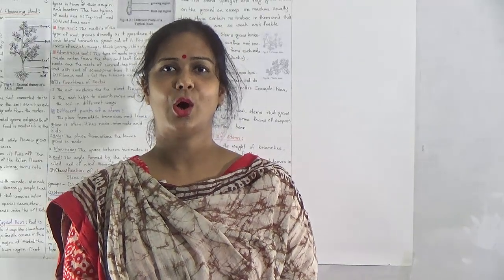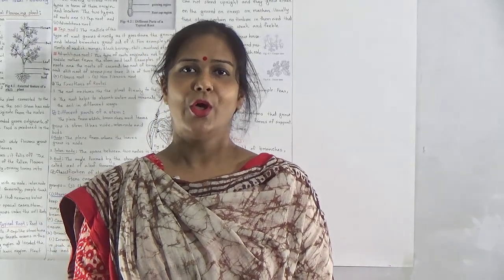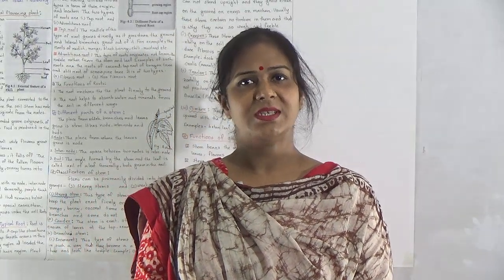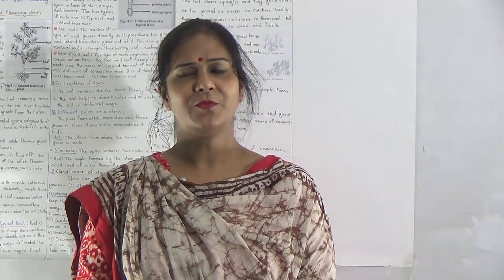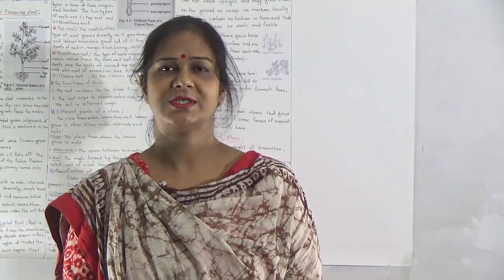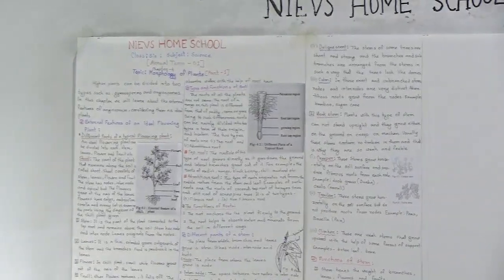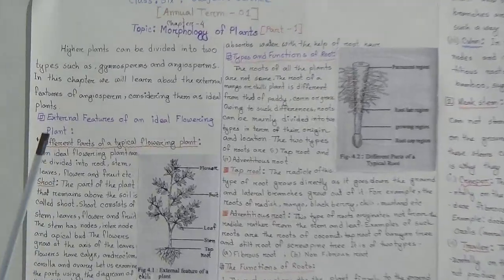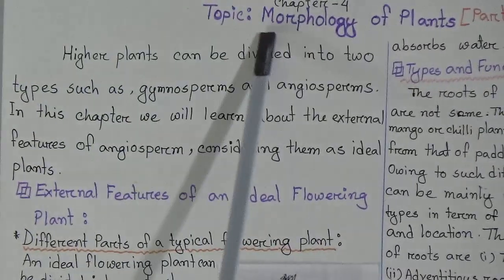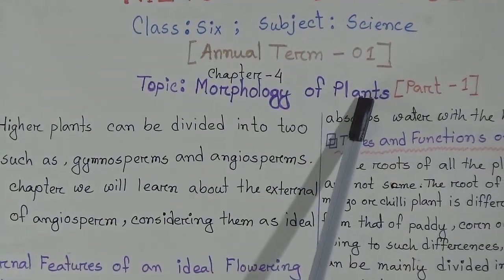Today I am going to take a science class on the basis of Chapter 4, Morphology of Plants, Part 1 for Class 6 students. Let's start the class. This is the first class for your annual term and the name of the chapter is Morphology of Plants.